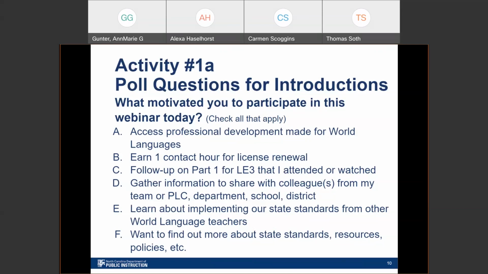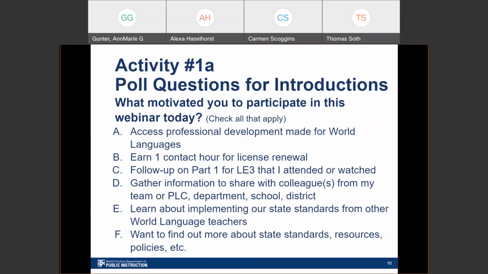The same number of folks said you're here to learn about implementing our state standards from other world language teachers. We are very fortunate this year that we get to hear from so many different model world language teachers, including 3 today, which is great. There are also people here who were part of part 1 that joined us on November 3rd, so welcome back, and you want to get the second half of this.